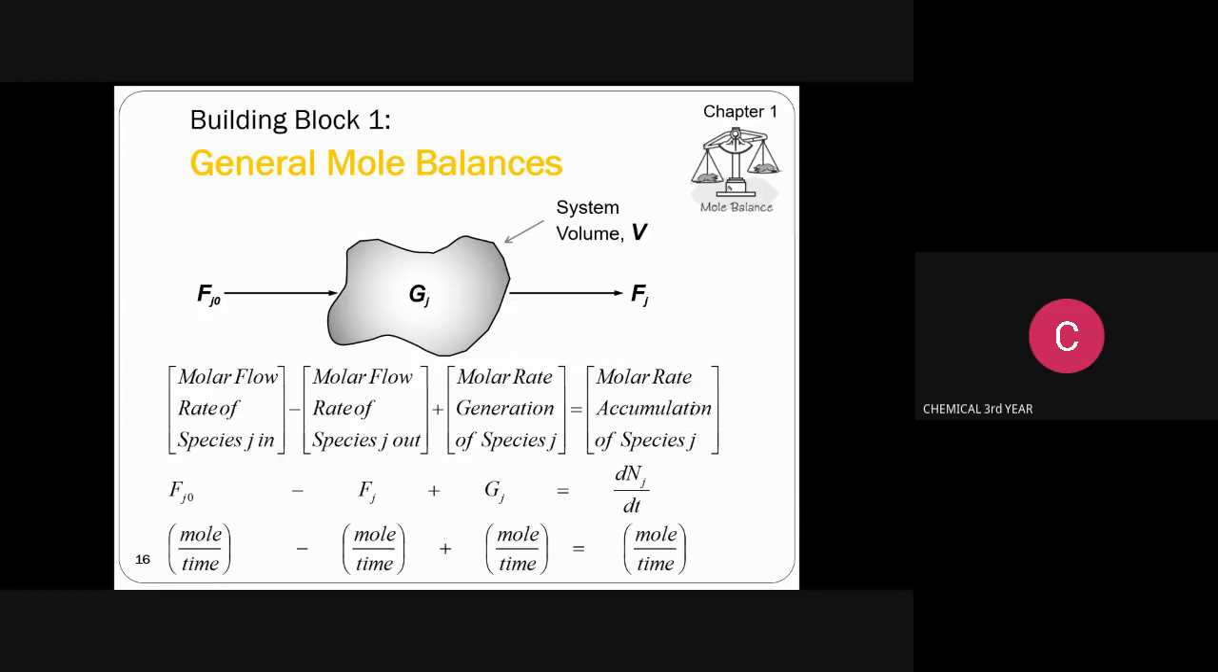Okay. Before the system volume, we all need to know how the unit and the time play a role in the units of the general mole balance equation. Okay. The molar rate balance of this equation is generally in terms of mole and time, which is simply denoted as mole divided by time. Okay. Take a minute and look into the slide. If there are any doubts, you can ask me. Okay.